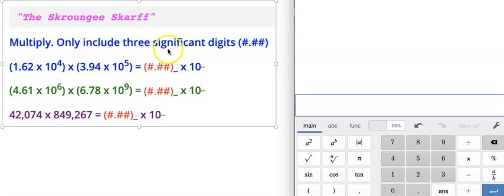Multiply. Only include three significant digits. So significant digits are the numbers that you are going to allow into your scientific notation answer. So it's just limited to three, so we have some unification. So here we go. Let's take 1.62 times 10 to the fourth times 3.94 times 10 to the 5.